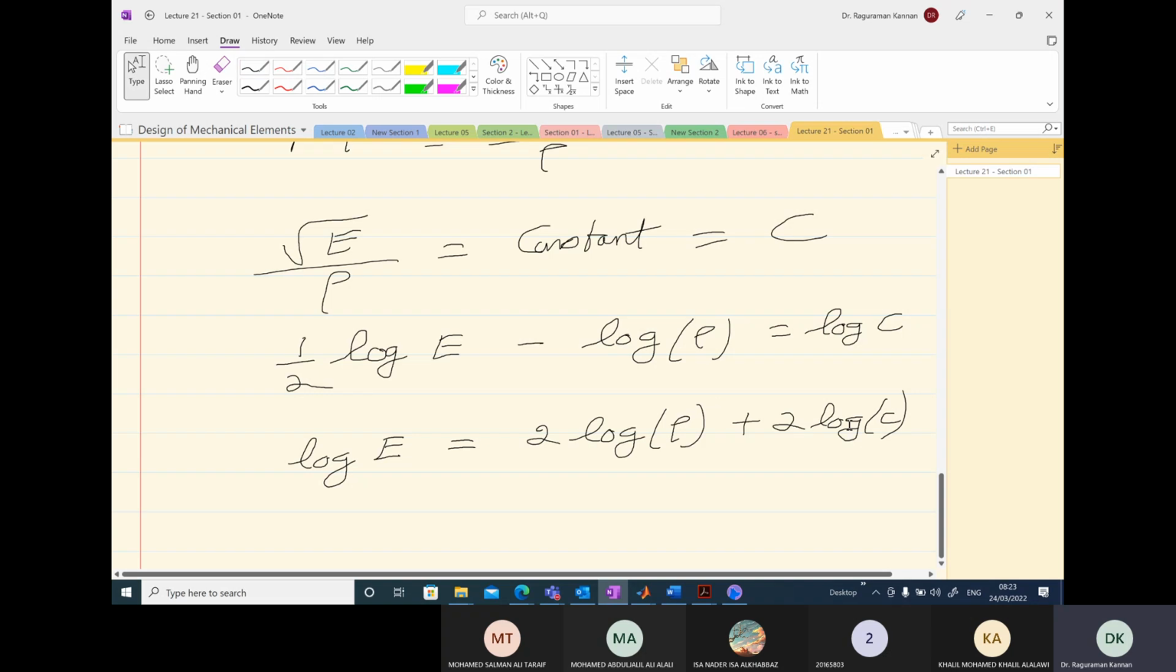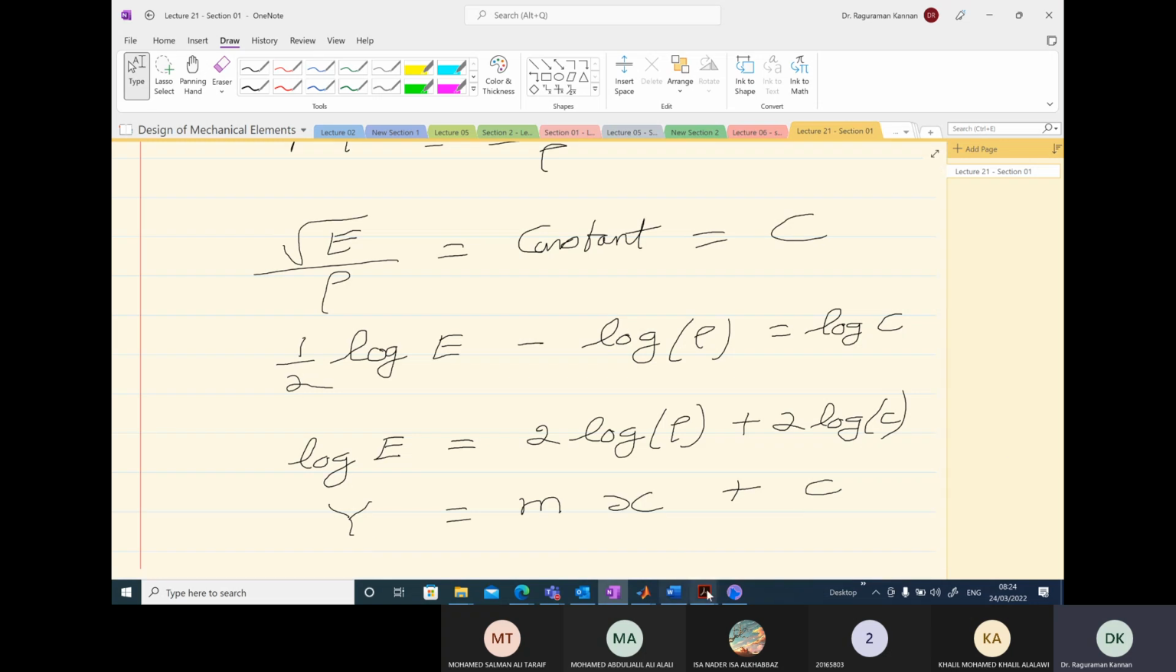Okay. So this is in the form y is equal to m times x plus c. So we can write it in the form of the equation of a straight line, with some constant c. What is the slope here? 2. So based upon the slope and the intercept on the y-axis, we can draw lines on the Ashby chart.